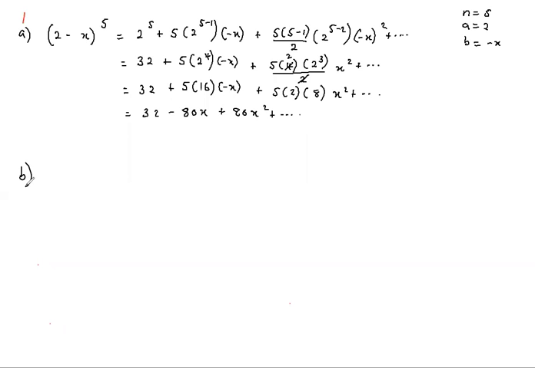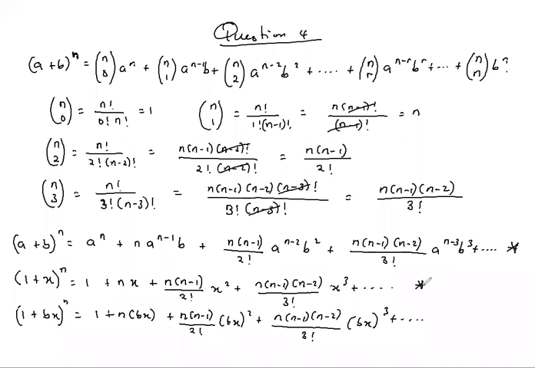B, (1 minus 4y) multiplied by (1 minus 5y) to the power 8. Now 1 minus 4y, we don't do an expansion. The power is 1. But (1 minus 5y) to the power 8, we have n is 8, a is 1, b is negative 5y. So we use this expression, which is easy. But because there's an attachment, so we're going to use the last expression.